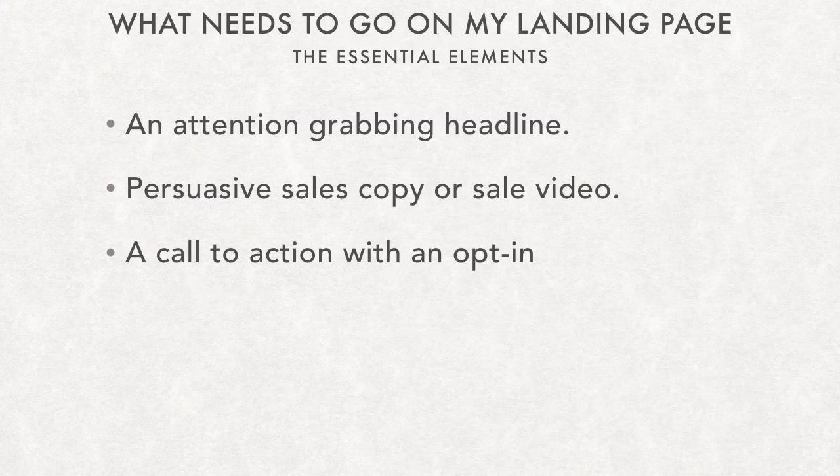Now, what needs to go on a landing page? The landing page needs to pre-sell the offer or gain an opt-in. Therefore, you need 3 key elements: an attention-grabbing headline, persuasive sales copy or sales video, and a call to action with an opt-in. So these are fairly straightforward elements. Just remember to consider your end goal. What is the purpose of this landing page?